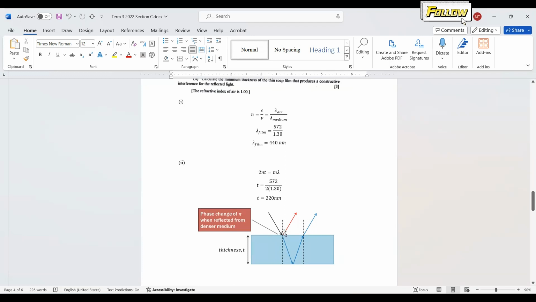So the path difference between the red and the blue rays, and there's a similar question discussed before, is 2nt. Both have the phase change of pi, so the only path difference is from here to this point and back to this point, which is 2 times nt. To have constructive interference, we have 2nt equals m lambda. To get the minimum thickness, we take m equals 1, the first order. Put in those values and you should obtain the thickness of only 220 nanometer. So that's all for this question. Thank you.